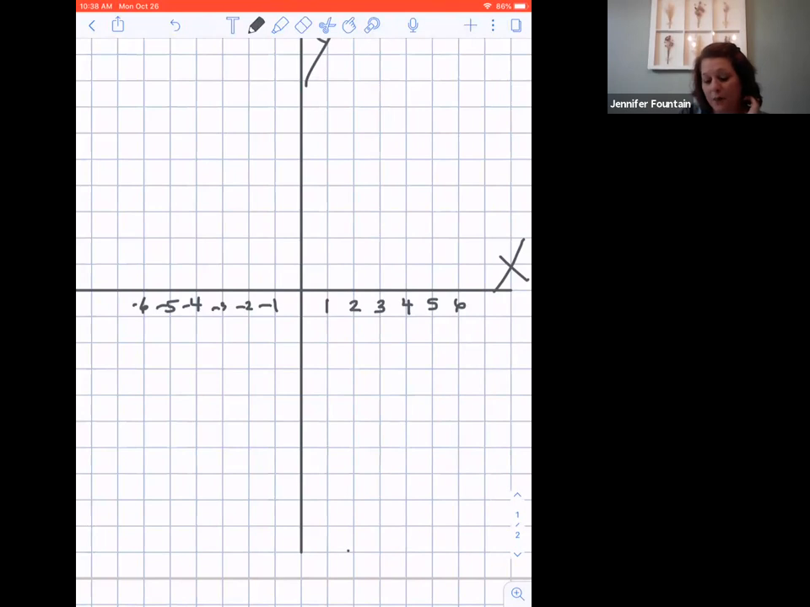And then I'm going to graph up and down. So if I'm going up, 1, 2, 3, 4, 5, 6, and I go down, -1, -2, -3, -4, -5.